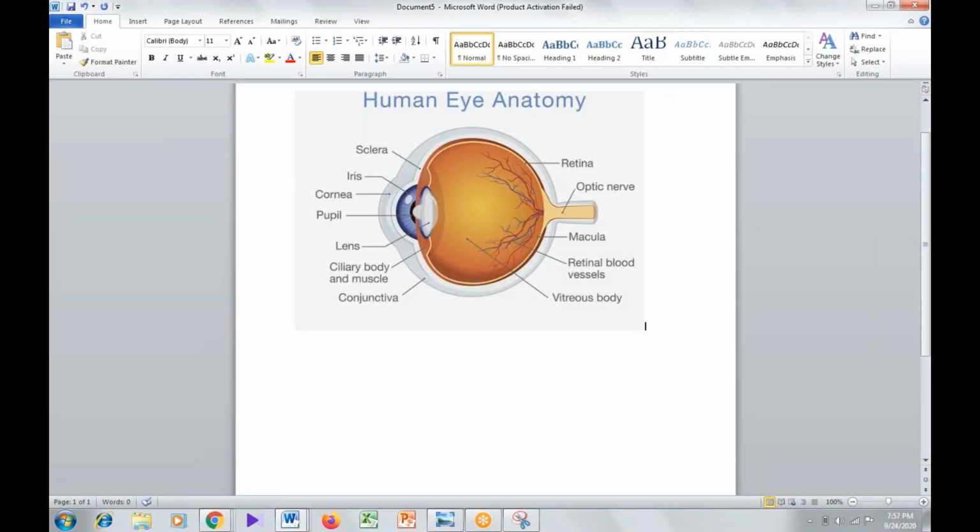Now we have to discuss the eye. If you can see this, this is the front side, and this is the back side. The most important area is the back side. The front side is also important, but the back side, especially this retina, is a membrane.